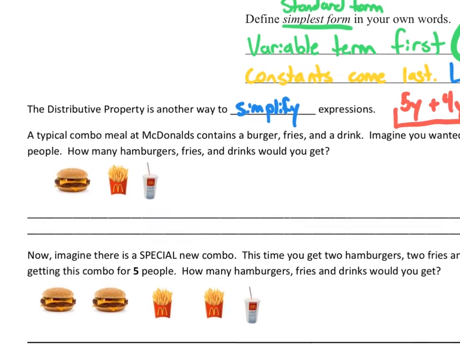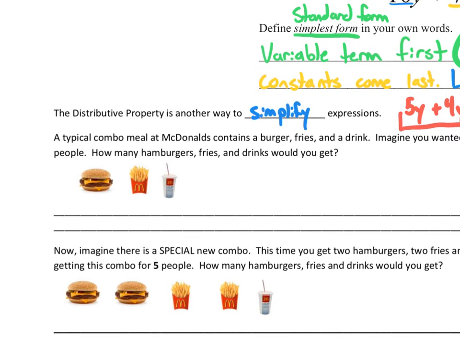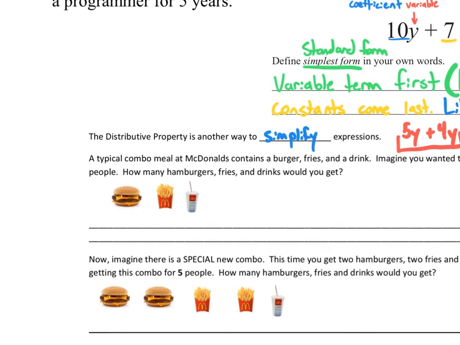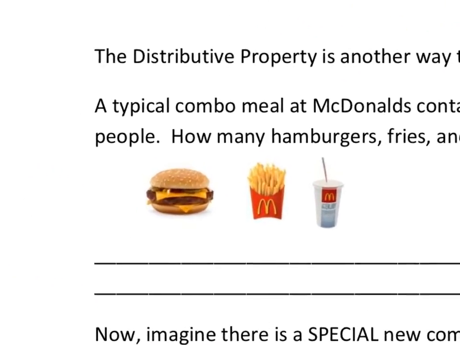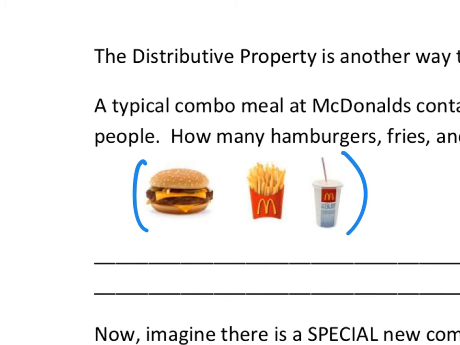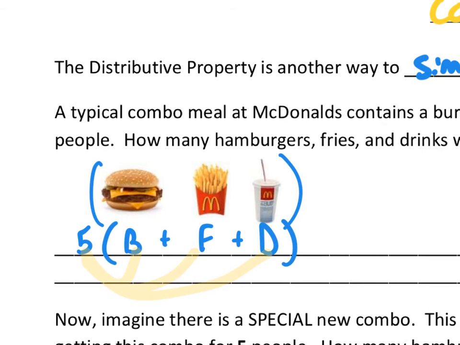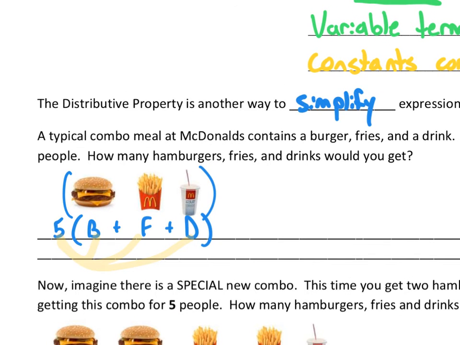A typical combo meal at McDonald's contains a burger, fry, and a drink. Imagine you wanted to get this combo for 5 people. How many burgers and fries and drinks would you get? A concept like this is the distributive property, where if we had a burger, a fry, and a drink, and we're ordering this 5 times, the distributive property has us multiply that 5 to all the different components. So we'll now have 5 burgers, 5 fries, and 5 drinks.